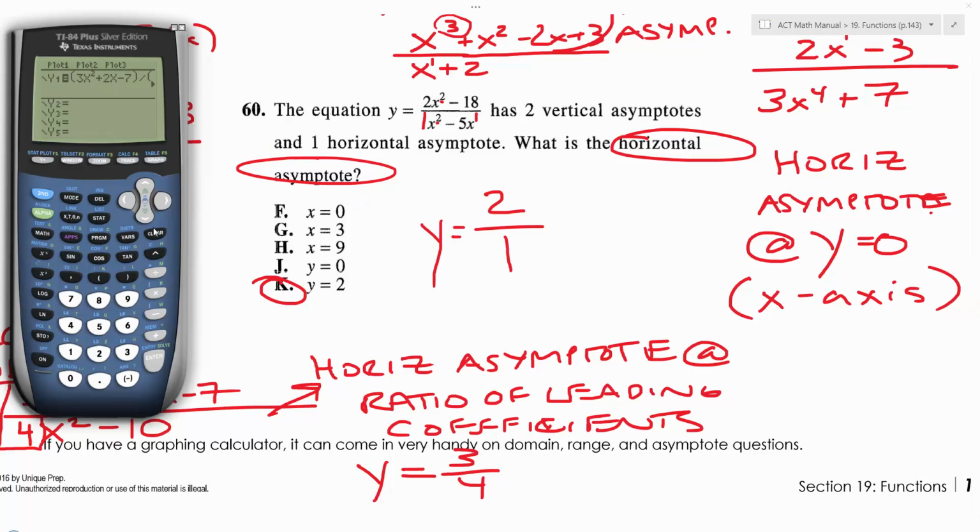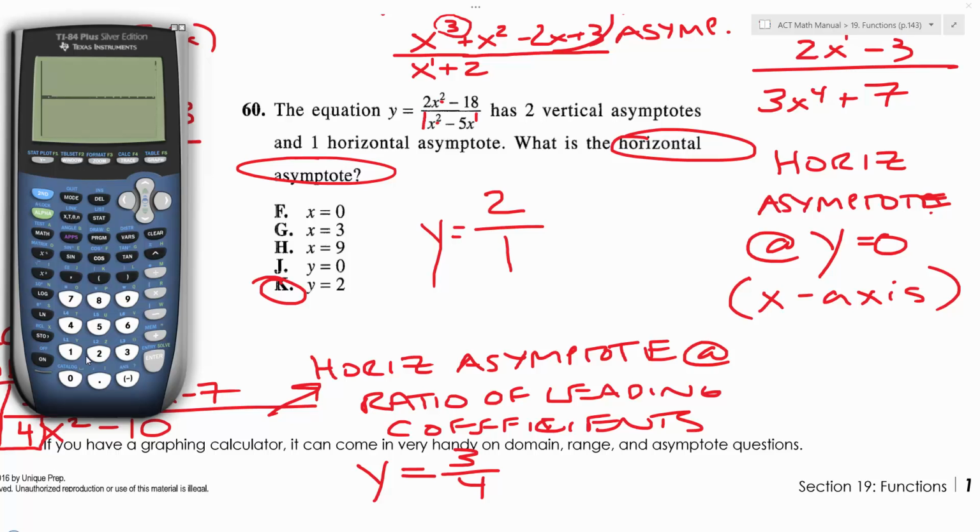Do keep in mind, however, if you understand what a horizontal asymptote is, you could have done this using the calculator by doing 2x squared minus 18. You put that all over the other function here, which you've got to put in parentheses. So x squared minus 5x in parentheses. Hit the graph button.